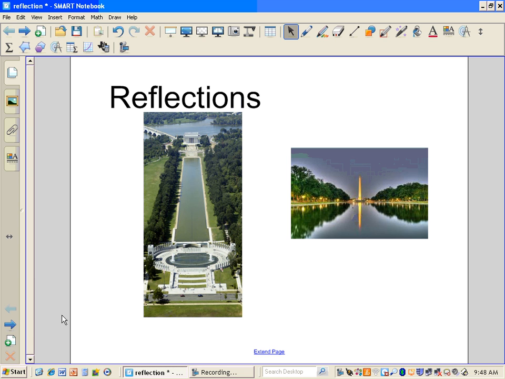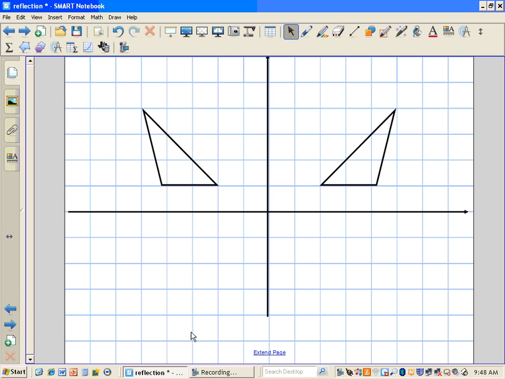So there's that. All right, when we look at reflections, we're looking for a mirror image, and we're looking for a line of symmetry. So in this case, the line of symmetry happens to be this y-axis. Okay, so the y-axis is the line of symmetry.